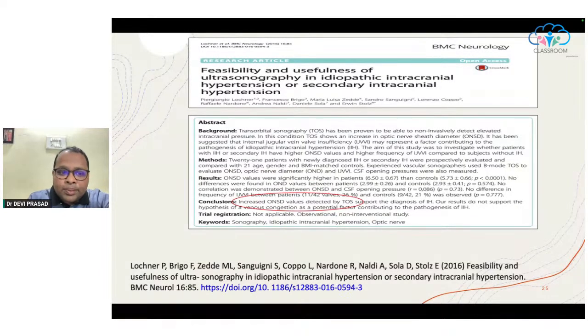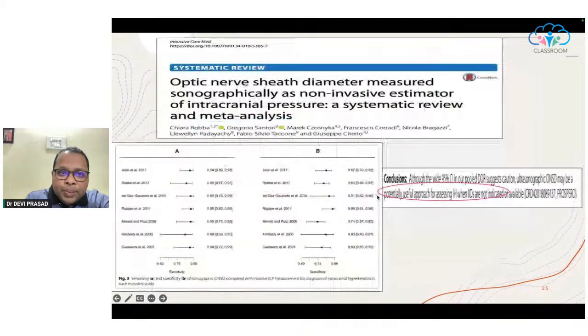Now, another one by Lochner et al., in which he assessed the feasibility and usefulness of ultrasonography in idiopathic intracranial hypertension. And they found out that increased ONSD values detected by TOS support the diagnosis of intracranial hypertension. And the optic nerve sheath diameter measured sonographically as a non-invasive estimator of intracranial pressure.